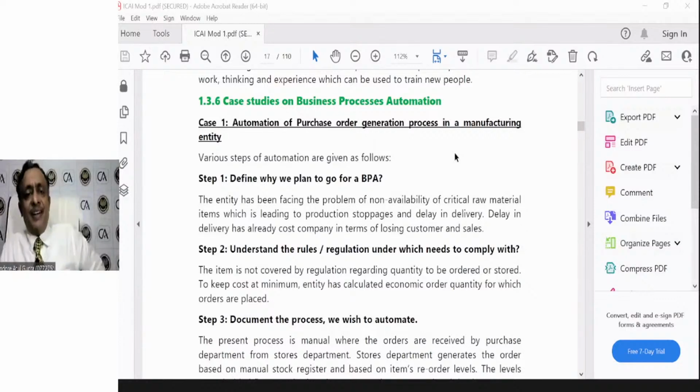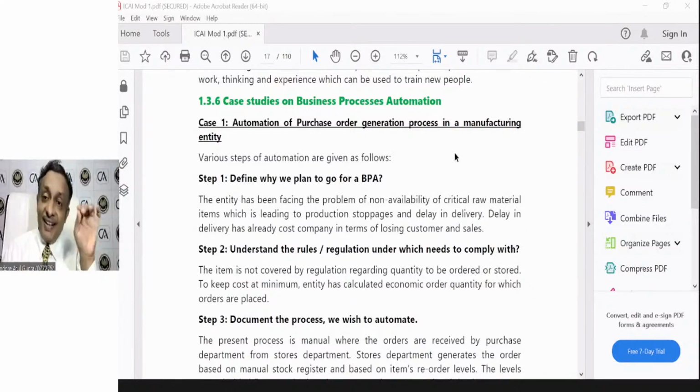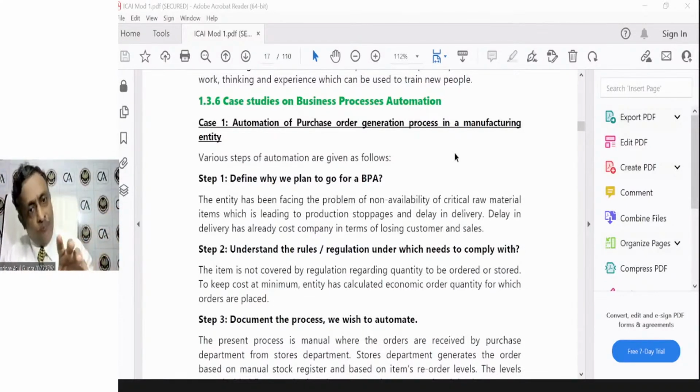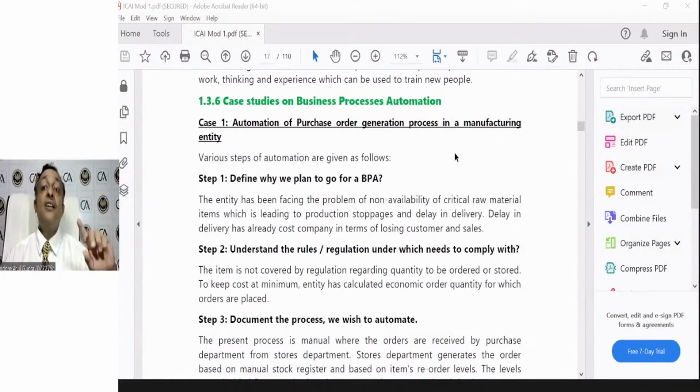Okay. So the trouble here is that the critical raw material item is not being made available on time. See, when we started today's session, the first slide relating to topic was on this only. Purchase manager gets an intimation through SMS or email or notification on his mobile device that this item's level has hit reorder level. We started with that as an automation process. Okay. So because the entity is facing this problem, they decide to go for purchase order automation. Very valid point raised.